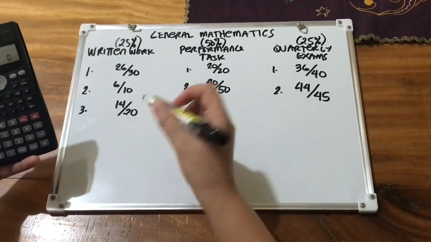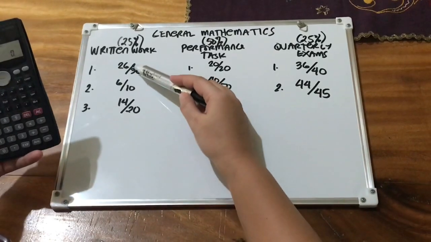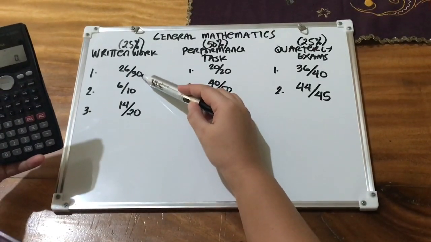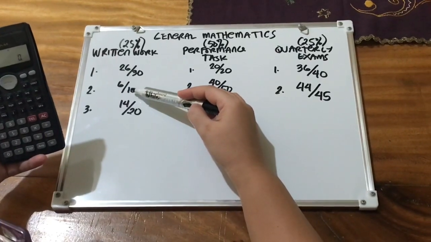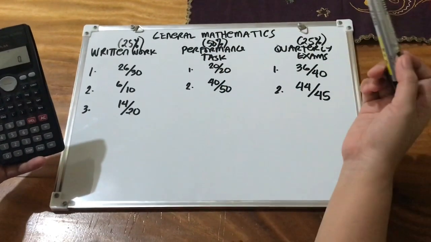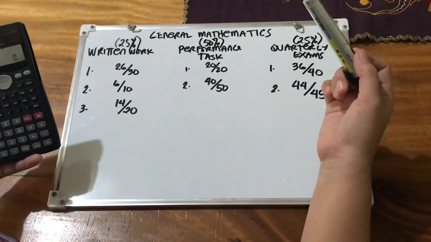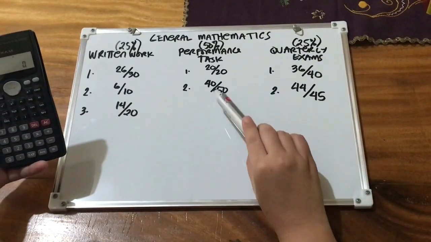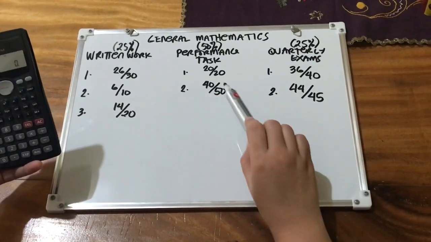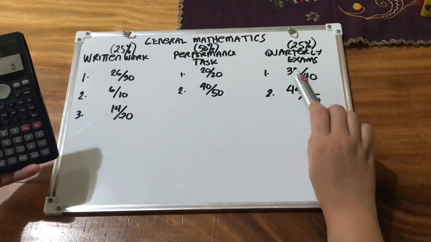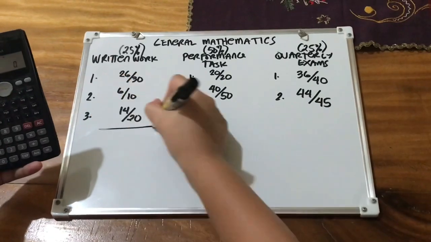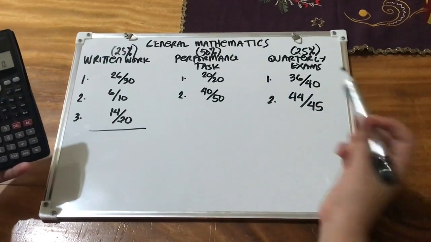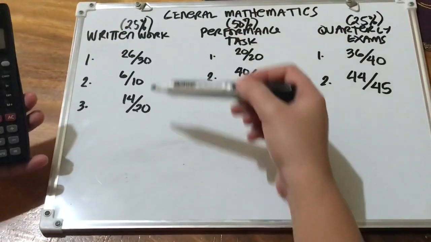Now, let us start. These are your scores over the total perfect score or the highest score. Some will base it on the highest, others will base it on the perfect score. For performance task, it's the same: your score over the perfect score, or the highest score. Let us add your scores. Now let us focus on the written work.